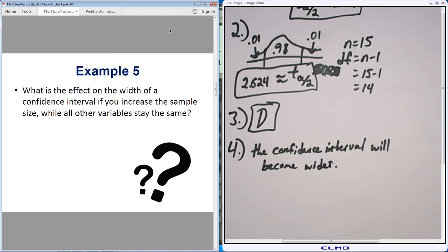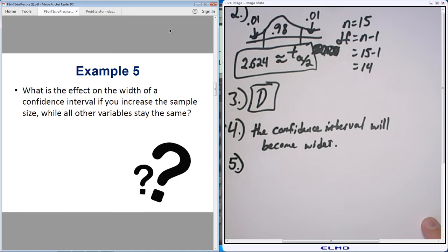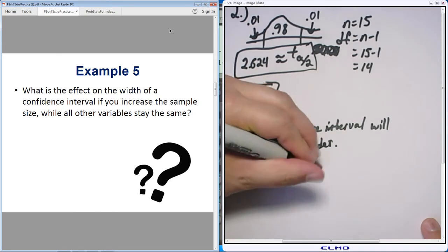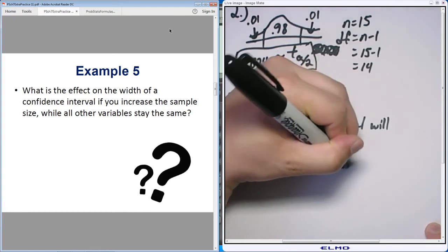And vice versa. Number 5 says, what's the effect on the width of a confidence interval if you increase the sample size while everything else stays the same? Well, if you increase the sample size, you're going to get more accurate results. You're going to get more precise results. Your precision will go up, and that will make the confidence interval more narrow. You have more of a sample to look at, you're going to learn more and get more useful results.